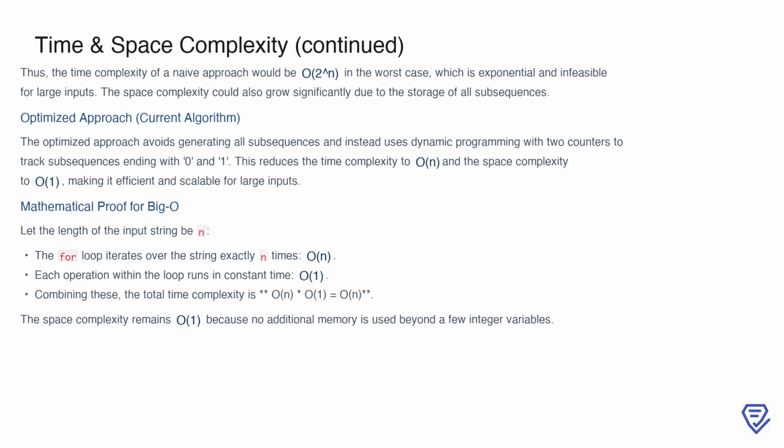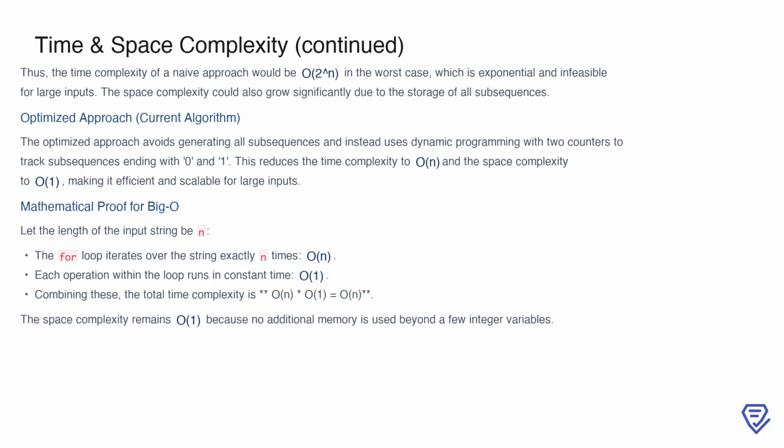In contrast, the optimized approach avoids generating subsequences entirely. By using dynamic programming and maintaining two counters to track subsequences ending with 0 and 1, the solution reduces the time complexity to O(n) and the space complexity to O(1). This makes it both efficient and scalable.